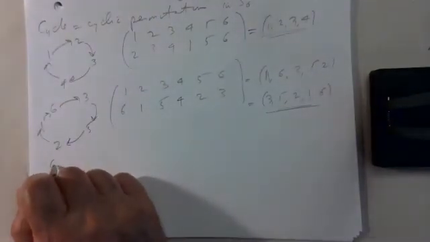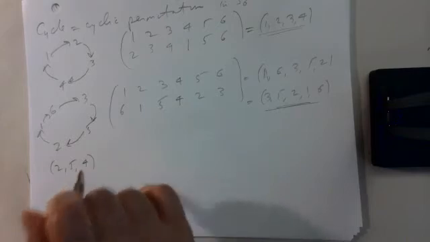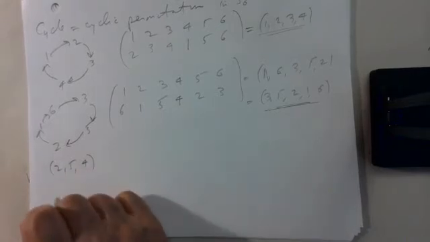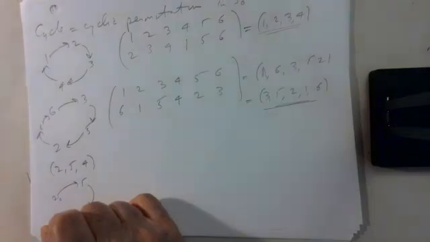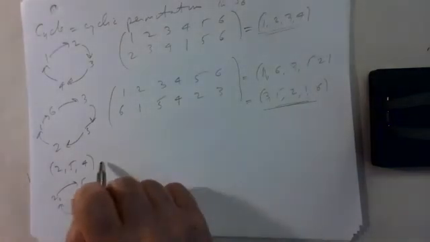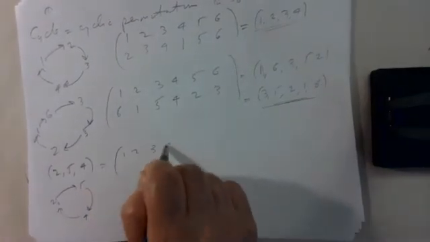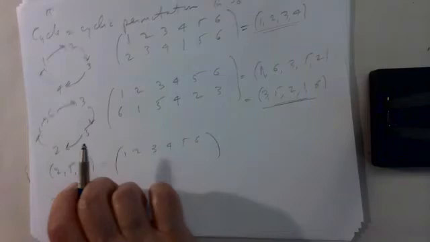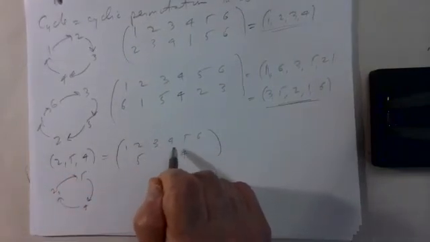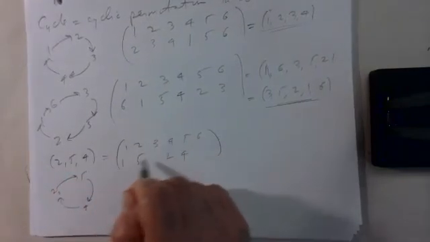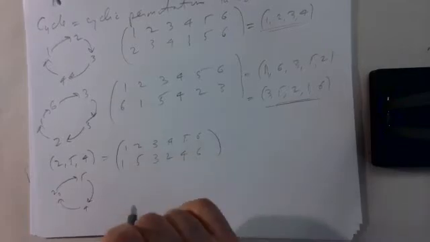So if you have 2, 5, 4 as a cycle, that sends 2 to 5, 5 to 4, 4 back to 2. And if you wanted to write it in the standard way, 2 goes to 5, 5 goes to 4, 4 goes to 2, and everything else goes to itself.